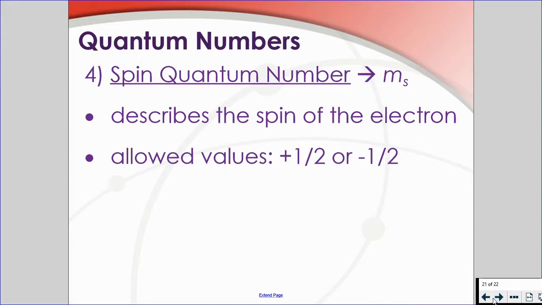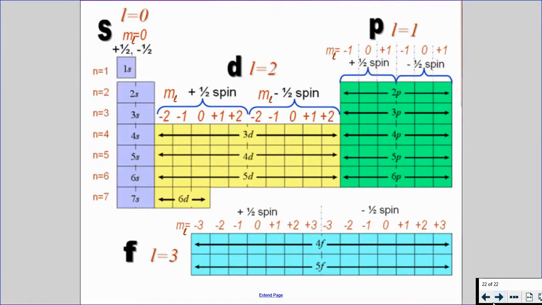The symbol is m subscript s. Each orbital can hold up to 2 electrons, and these electrons are different. One will spin in a positive direction, and the other will spin in a negative direction. There are 2 values for the spin quantum number, a positive half or a negative half. And so that brings us back to this diagram.